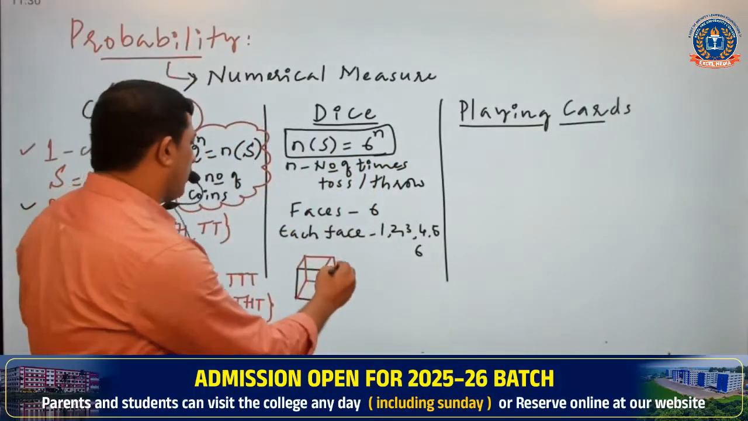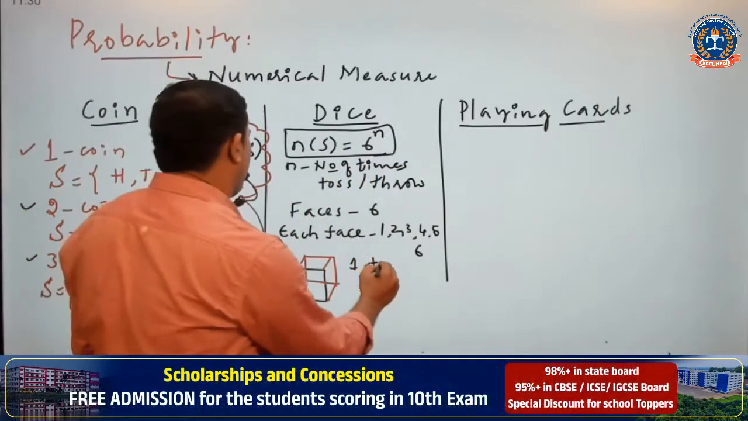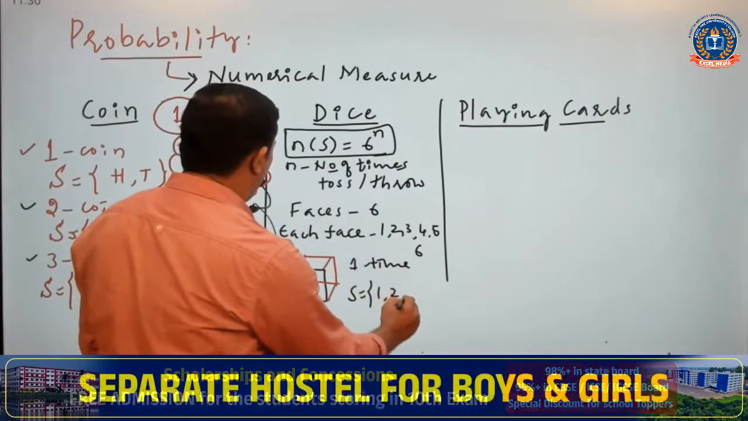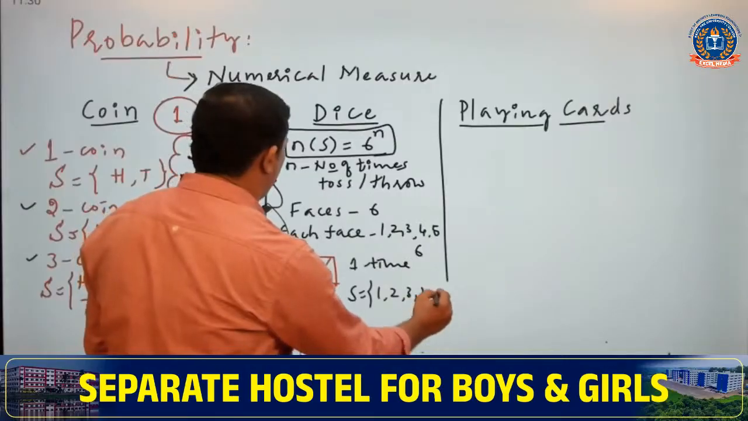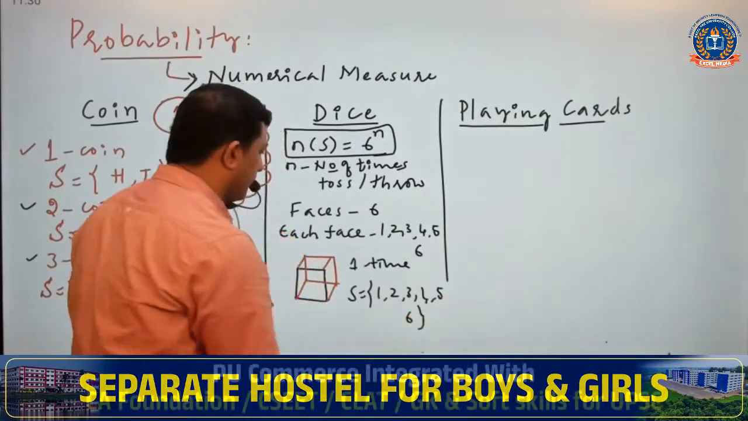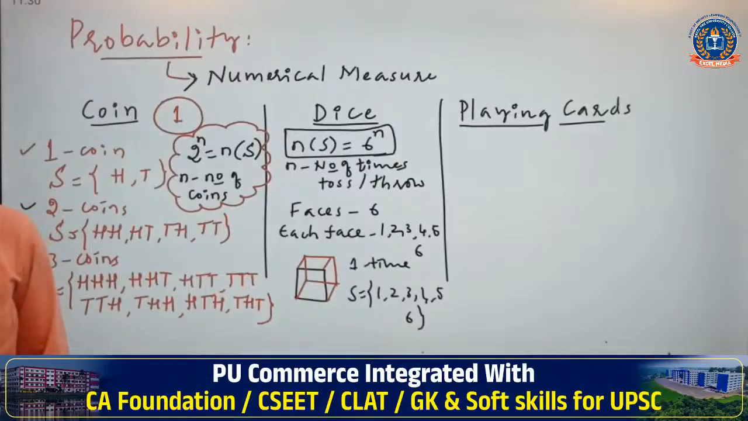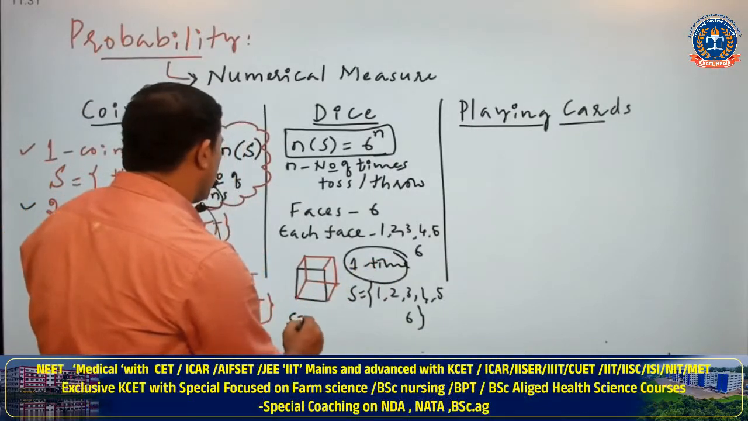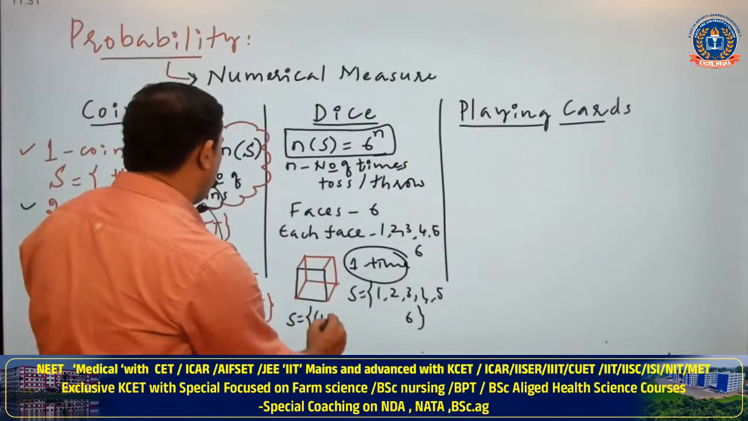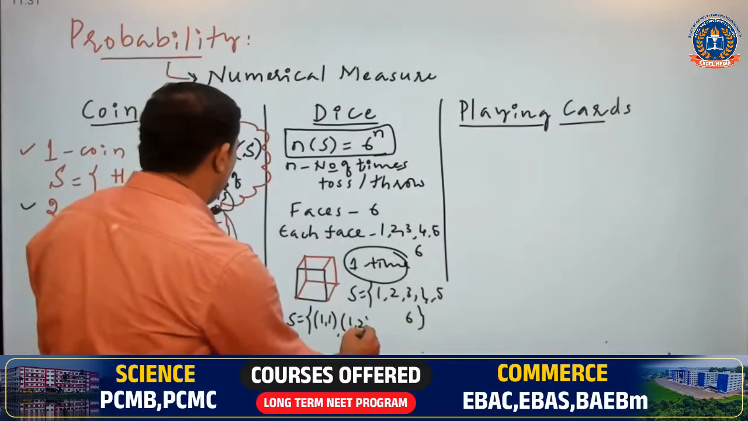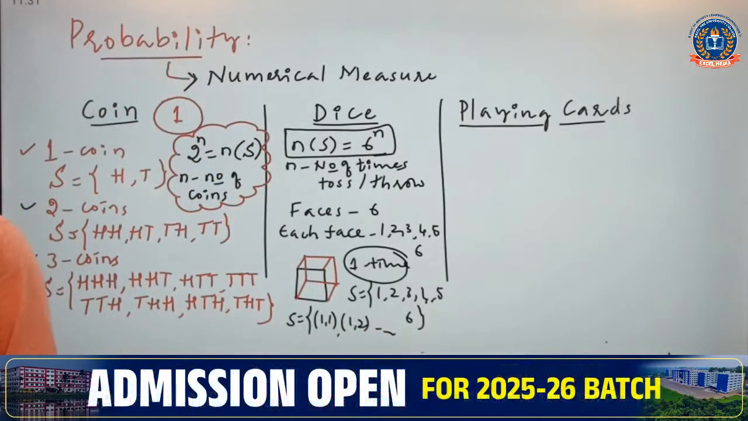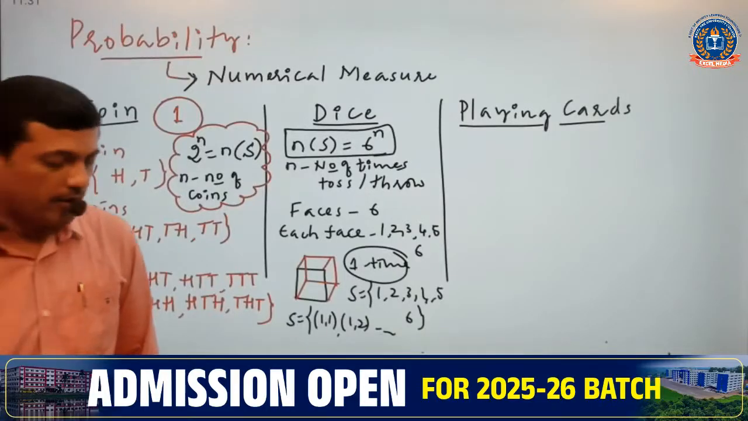Right, when we toss one time, the sample space we are going to get is 1, 2, 3, 4, 5 and 6. When you toss it 2 times, the sample space will look like this: 1,1; 1,2; and so on. And the last one is 6,6. So that is the case.